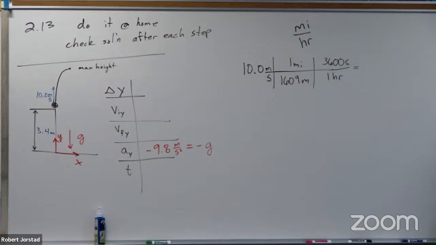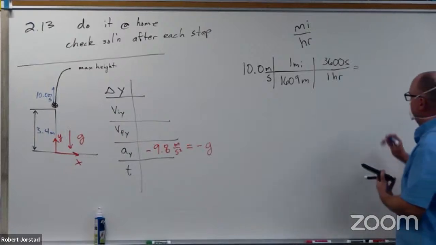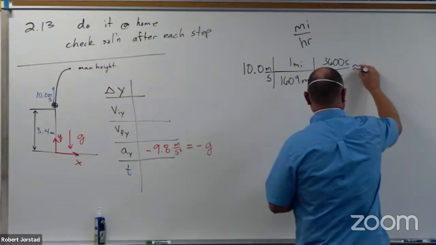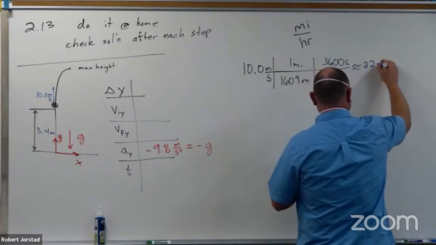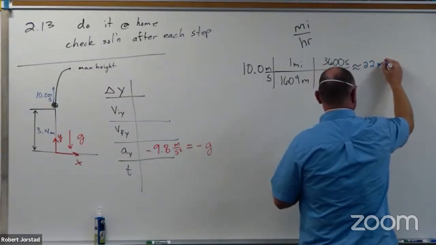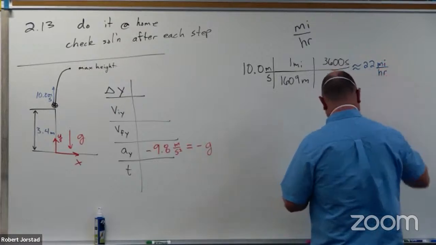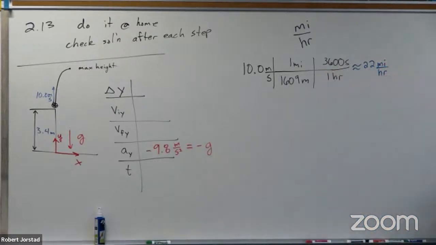$3,600 divided by 1609, I get about 22. Round it off. All right, so keep this in mind.